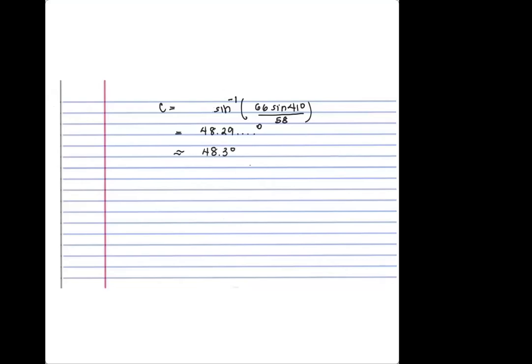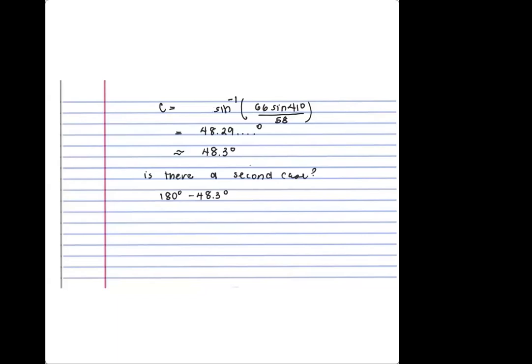So C is 48.3. So we know we got one triangle. Now to check to see if there's a possible second case, the way we do that is we take 180 degrees minus 48.3 degrees. The reason we do that is because there's two places where the sine is positive: in the first quadrant and in the second quadrant, because remember the sine is the y values, and the y values are positive above the x-axis. That's quadrant 1, quadrant 2.